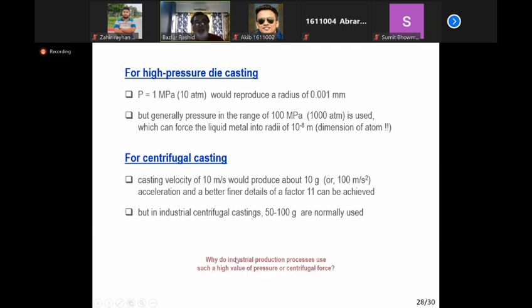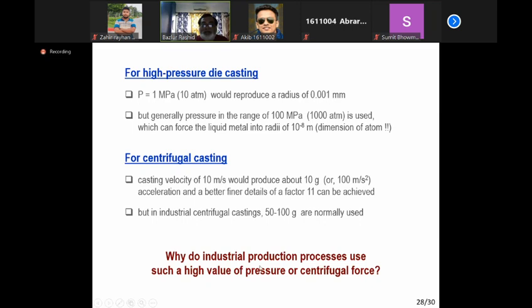So why are we using this high pressure? Industrial production processes use such a high value of pressure or centrifugal force. This is commonly a question that usually appears in your exam. Can you understand what I'm saying?